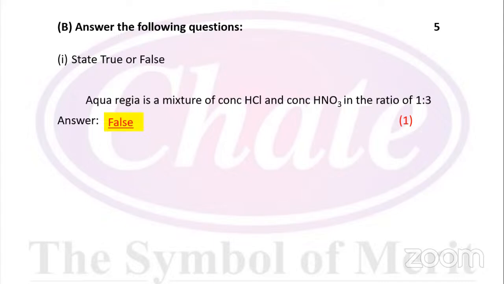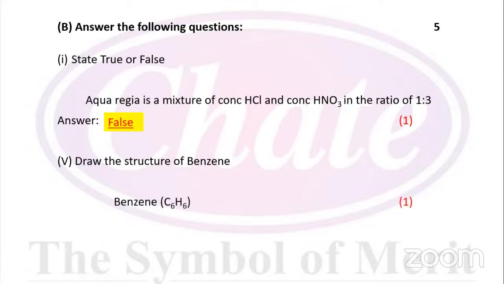You have to just write down true or false. Here the answer is false. And the last one is: draw the structure of benzene. So we know that benzene is in our syllabus also. That means in the textbook also, they have given a different structure of benzene. They have specially mentioned that, so we need to prepare for this also.